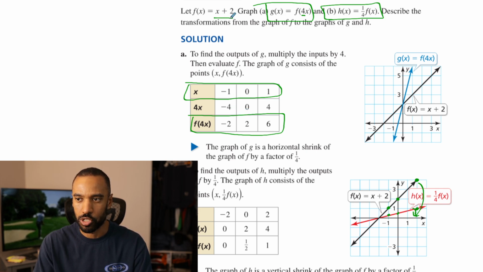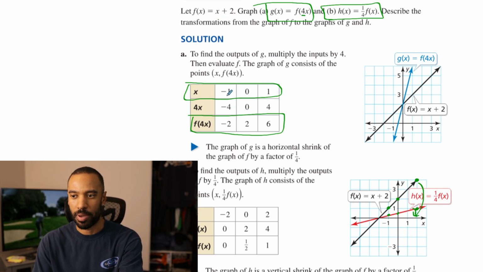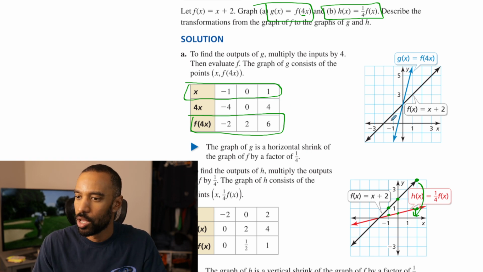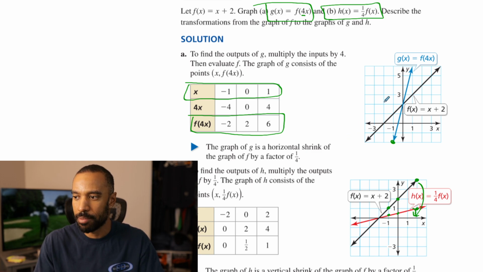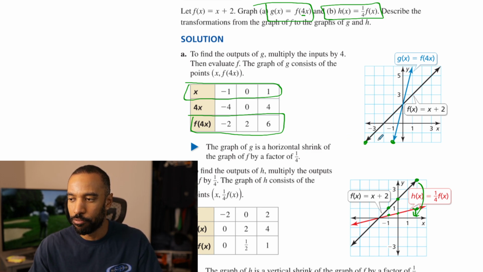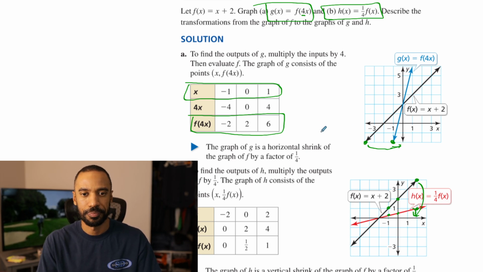Because normally -4 plus 2 would have given you that. But we have to do them at these x values here. So we have -1, -2 as a point right here. And that is horizontally shrunk 4 times more than it would have been at -4, -2. So now the -4 from x is now a -1 for x. And now you can see that it's shrunk that way.